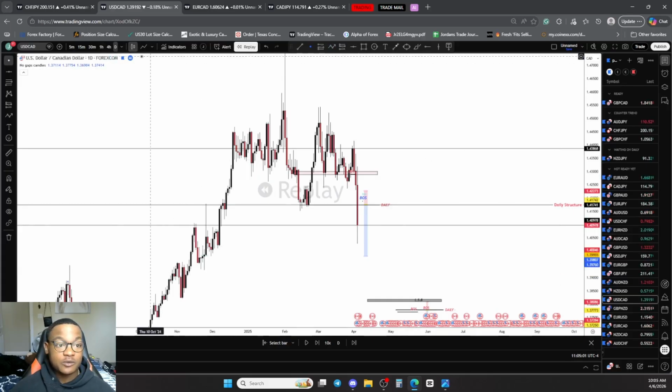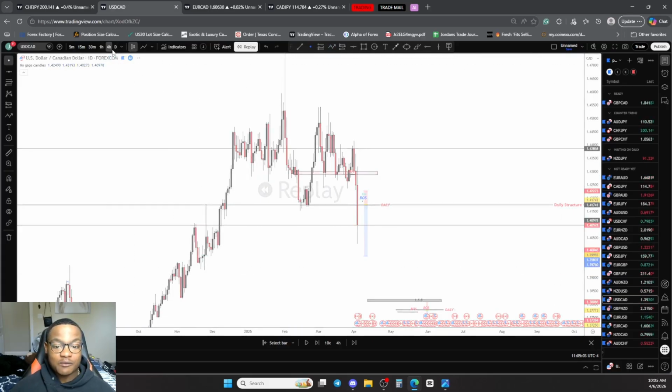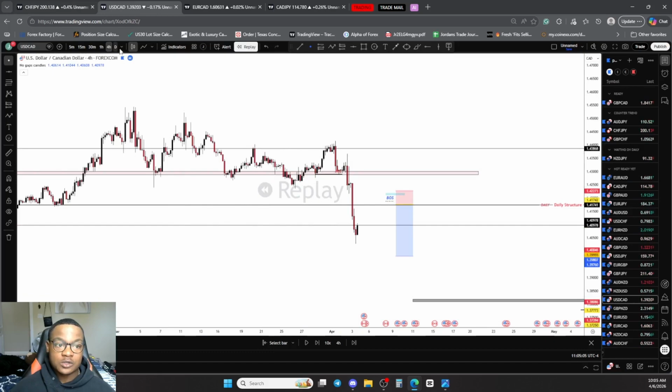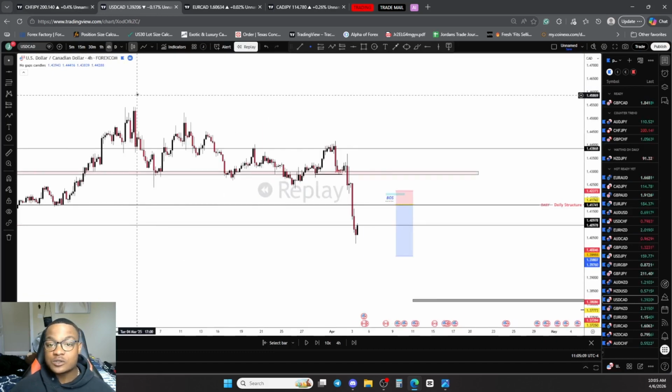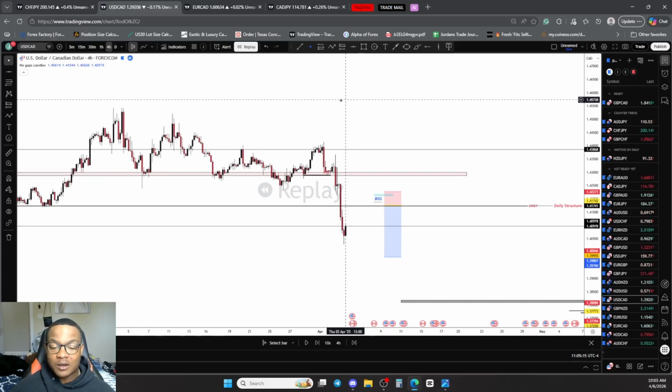Let's delete that, it's confusing. And we see that the 4-hour is performing a break of structure. We now have both time frames in sync, heading towards the downside, performing a break of structure at the same exact time. So now, how do we find our entry zone?